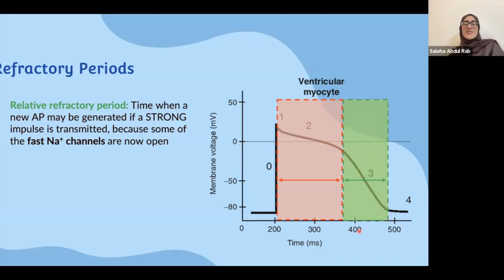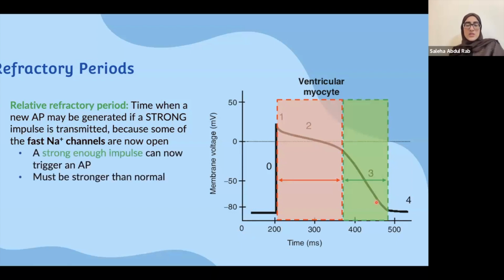And what this means is if a new impulse were to strike at, let's say, 450 milliseconds, it hasn't reached resting membrane potential yet. But let's say if that happened, if it was a much stronger impulse than normal, this might actually cause a new action potential to occur. Okay, so it must be stronger than normal. That's a condition for the relative refractory period.